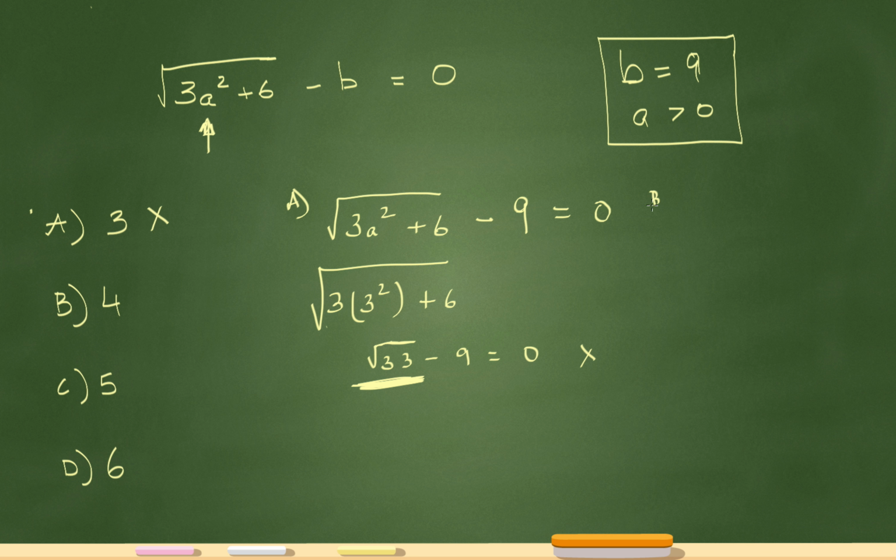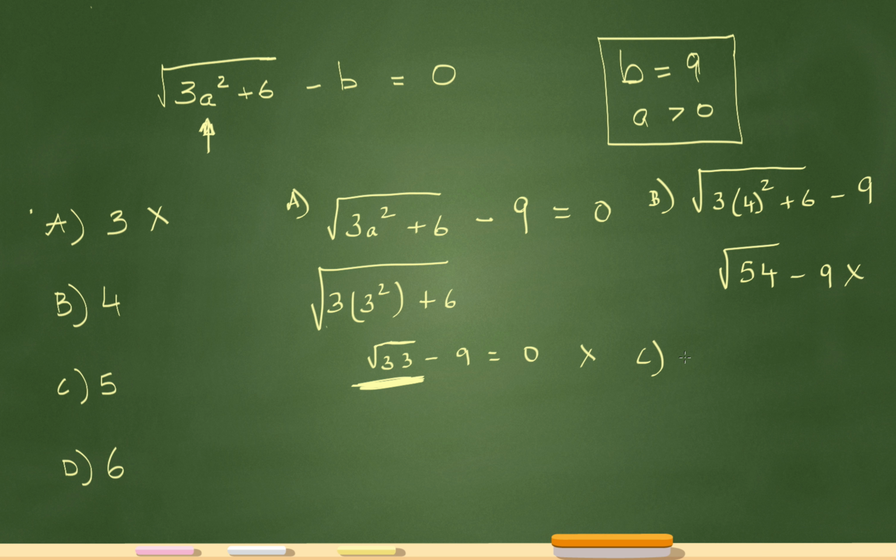Let's move on to answer choice B. Answer choice B is saying 4 for the value of a. So let's get the 4 in there. So it'll be the square root of 3 times 4 squared plus 6, minus 9. 4 squared is 16. 16 times 3 is 48. 48 plus 6 is 54. So square root of 54 minus 9. Again, square root of 54 is not 9, so B is not going to work.